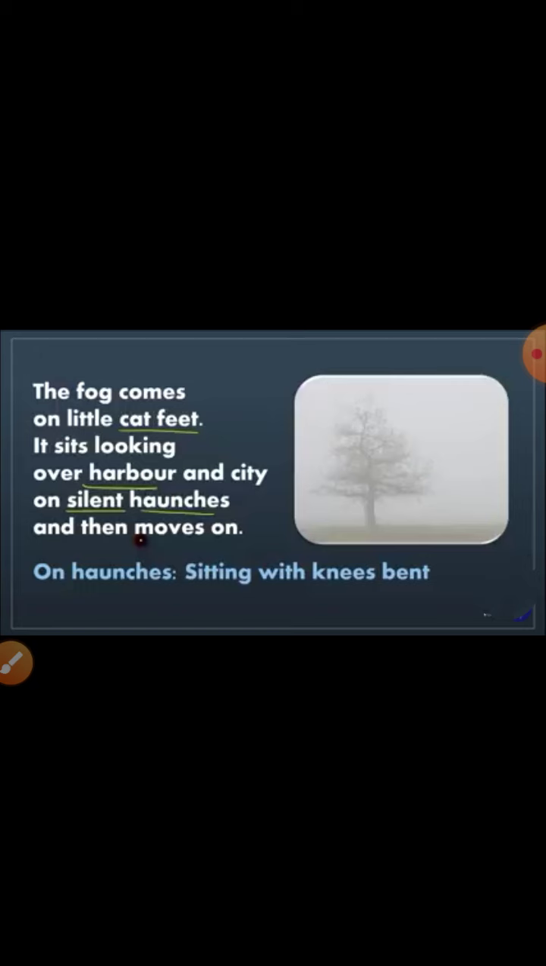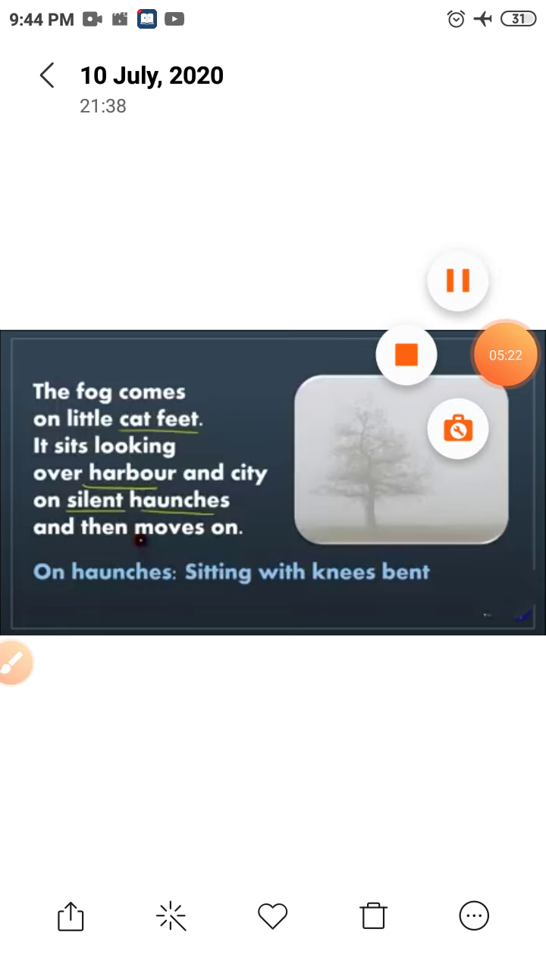I think it is clear now. If you have doubt, then ask me on WhatsApp. Okay, class, you have to do the summary and all the NCERT questions. This is your homework today.